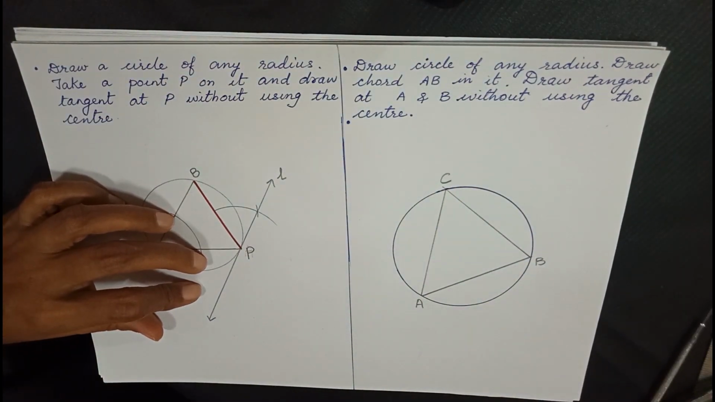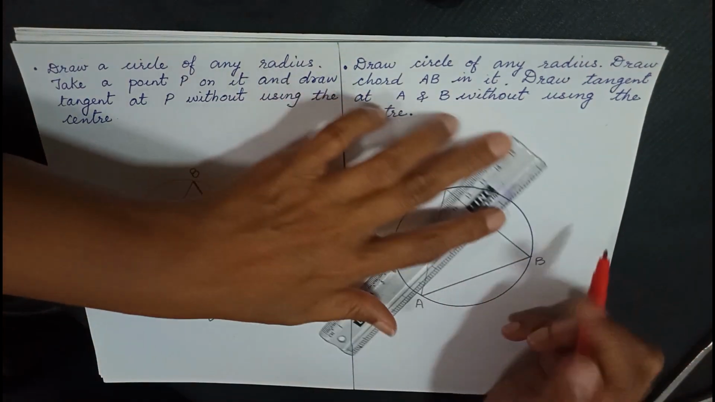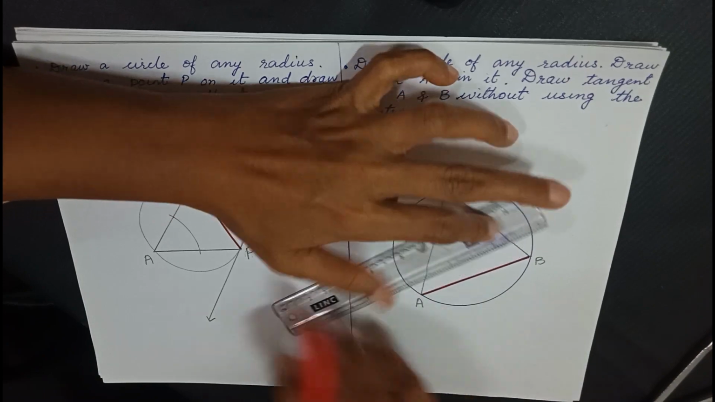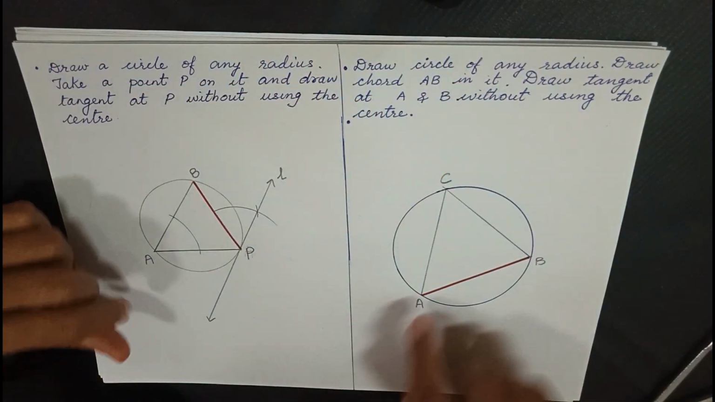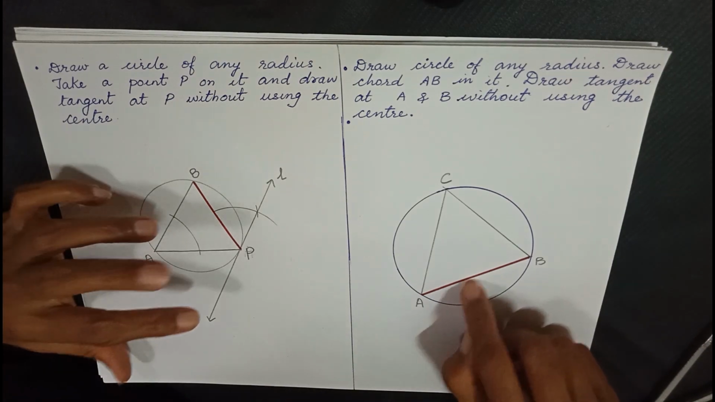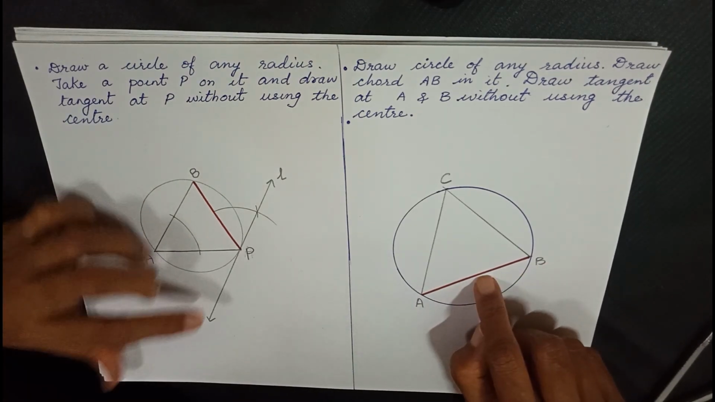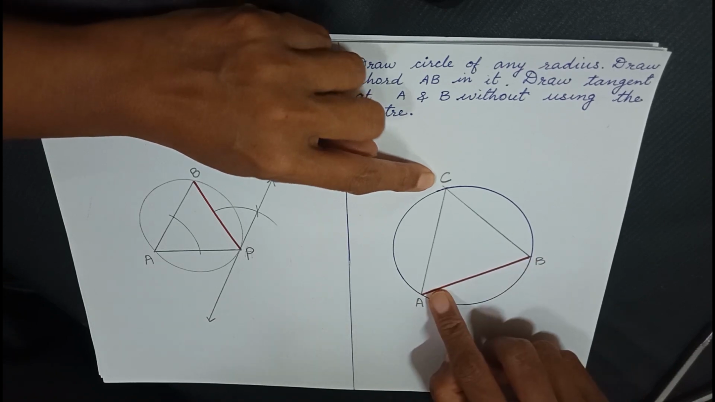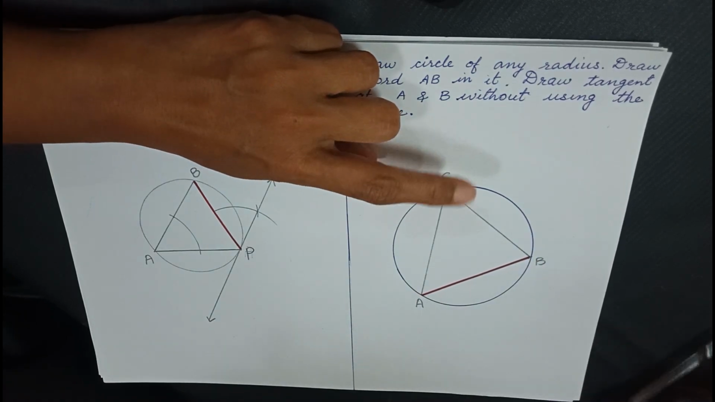Now again I will just darken the chord that we have with red color so you can see the angle. Once you have this chord, you can see the angle that we should measure should not touch this chord. So you can see angle C is an angle which is not touching this chord. So this is the angle that we should measure.